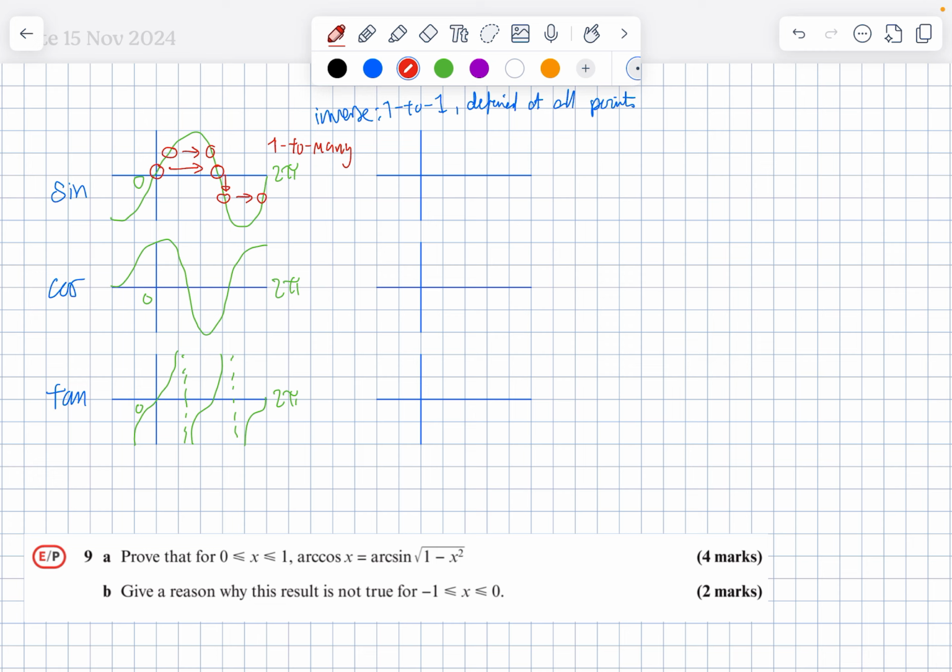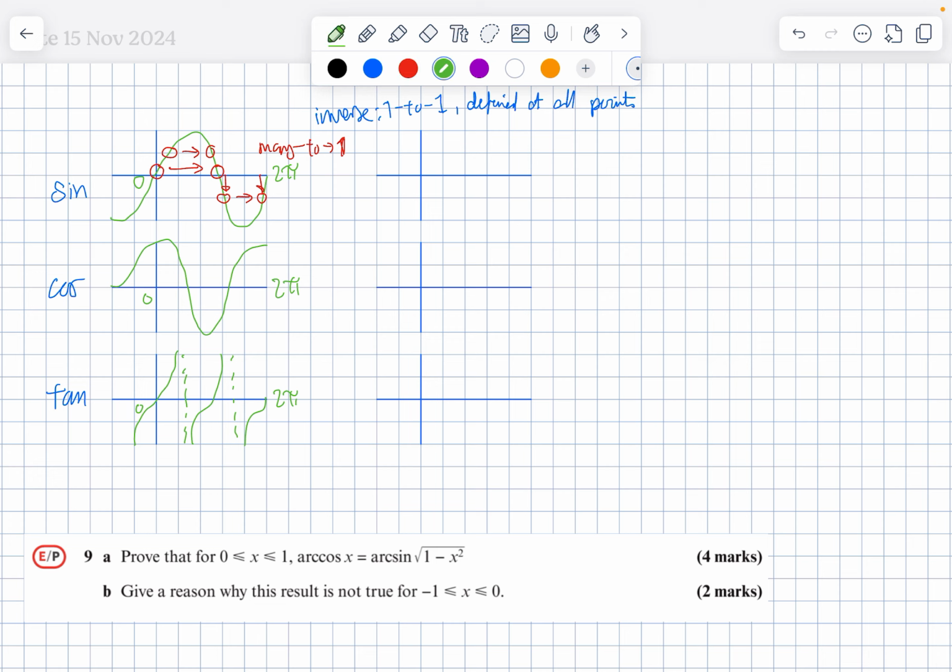So this is many to 1. That goes to the same value, that goes to the same value. So this is many to 1, but that means I can't have an inverse. Okay, the same for cos and for tan.